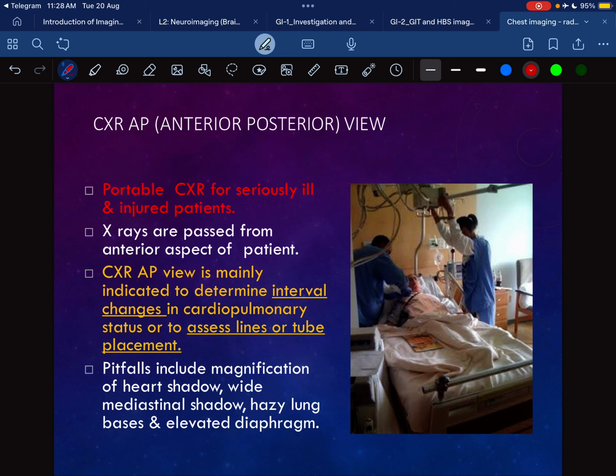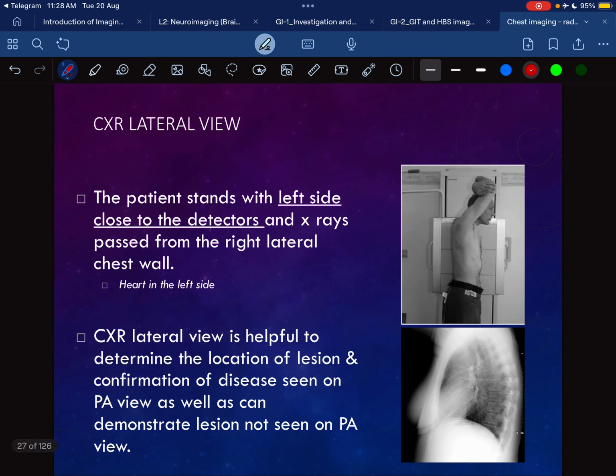So chest lateral, as we mentioned, helps us to do localization: upper, middle, and lower, horizontal. Why do we need that? We need to know what the center of the disease is. Is it the upper lobe or the lower lobe?